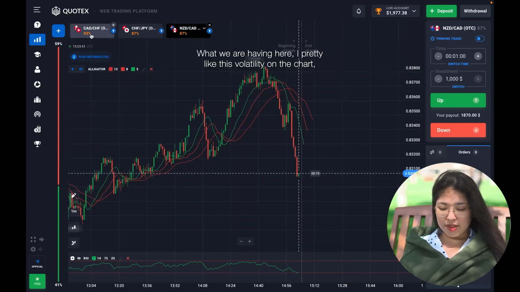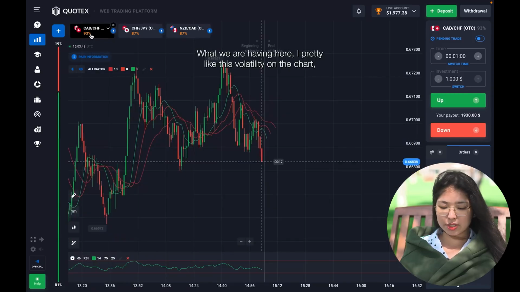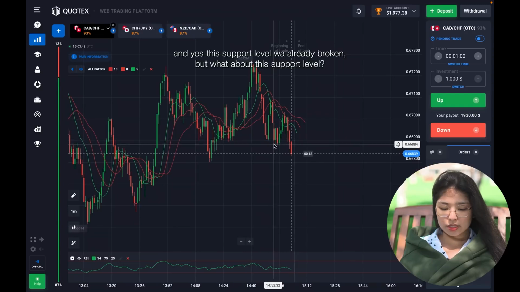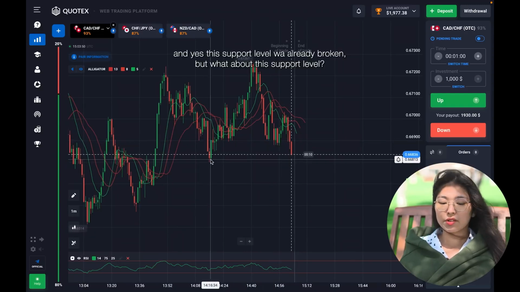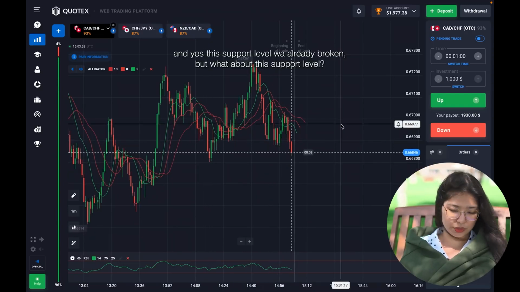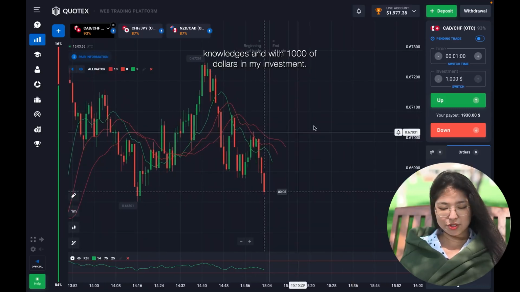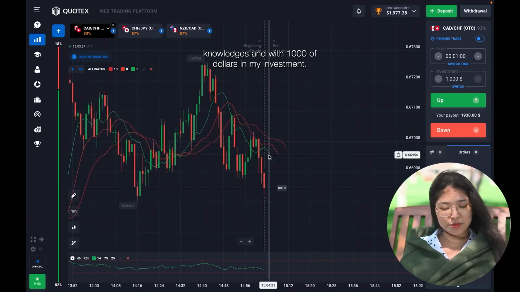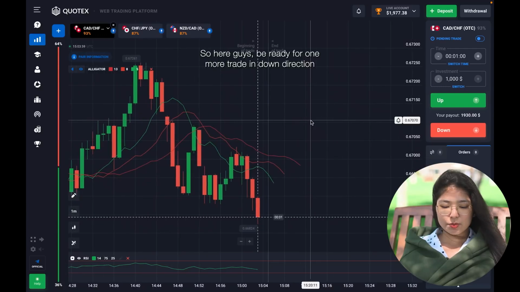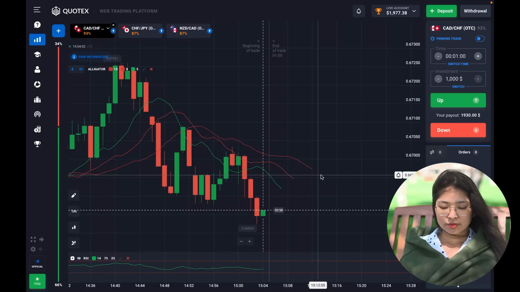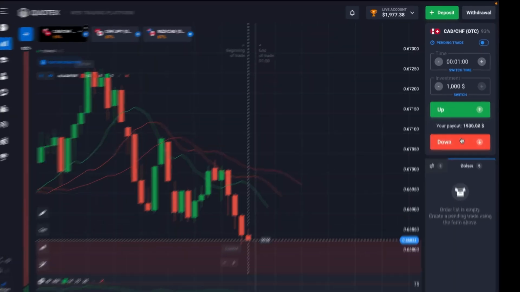And what we have here is pretty high volatility of the chart. And yes, this support level was already broken, but what about this support level? I think I can play an amazing trick with this knowledge and with $1,000 in my investment. So here, guys, be ready for a 1 minute trade in the down direction right now.